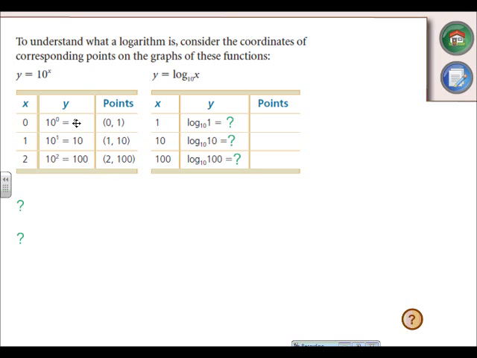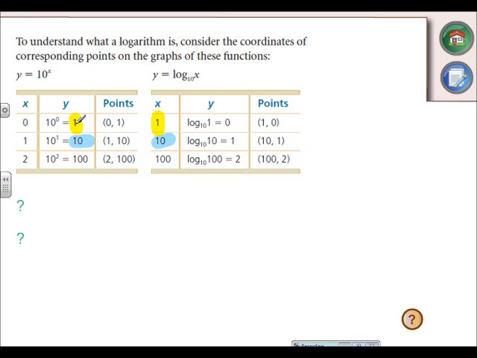If the log graph is the inverse, that means our x's and y's have to switch. So if our answer was 1 here, our new input is going to be 1. It's got to go back the other direction and get us back to 0. So log base 10 of 1 has to be 0. Log base 10 of 10? Well, again, it has to be 1. We have no choice on that. Log base 10 of 100 is equal to 2.